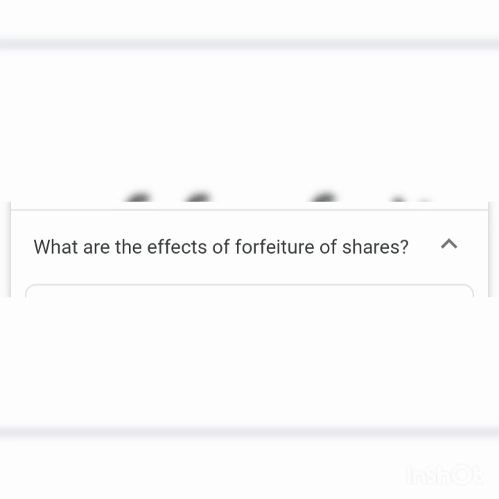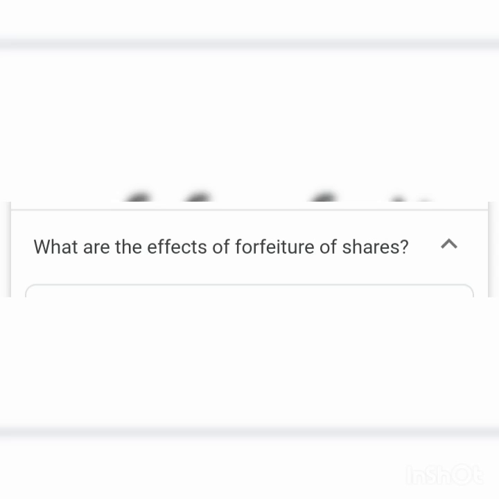The journal entry passed for recording forfeiture of shares is: Share Capital Account debit, to Forfeited Shares Account, to Unpaid Calls or Calls in Arrears Account. The amount transferred to share capital account equals the number of shares forfeited into called up value. The amount transferred to forfeited shares account equals the number of shares forfeited into the actual amount paid by the shareholder. The amount transferred to unpaid calls account equals the number of shares forfeited into the non-payment amount of allotment money or call money.